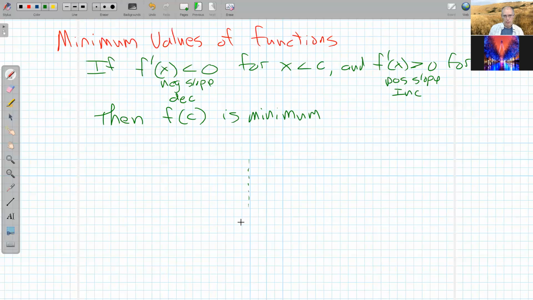Again, similar idea, x equals c, we've got some point. And for x values to the left, for any one I pick here, what I see is that the function has a negative slope. So again, f prime of x is less than 0. And on the other side, I pick some x values, and I see that f prime of x is greater than 0. So we're going uphill there. And in between, it must have a minimum value. So this would be the minimum. So f of c is a minimum.